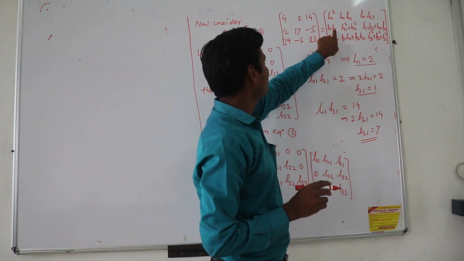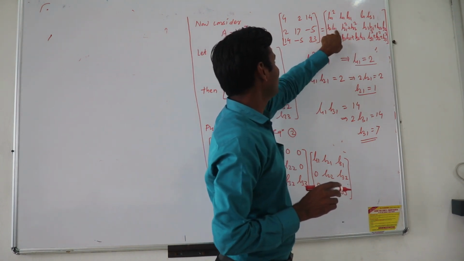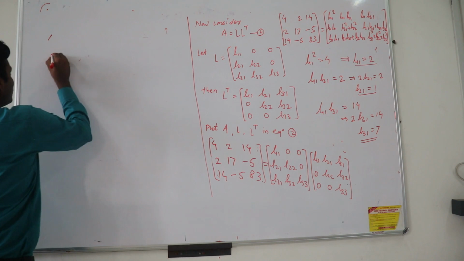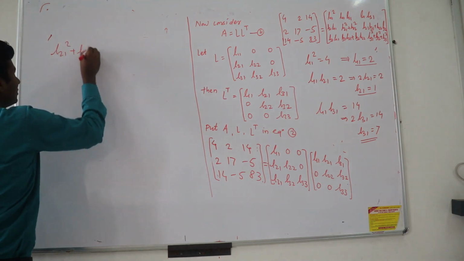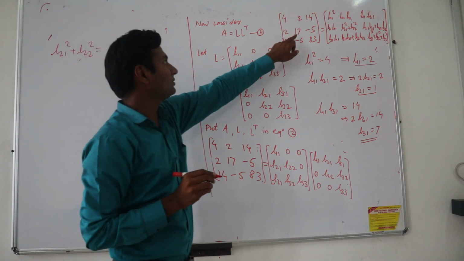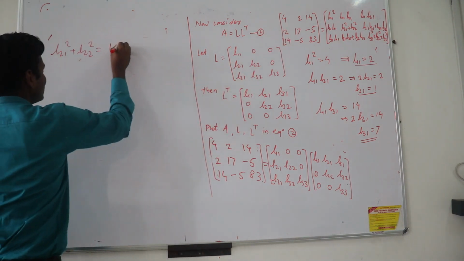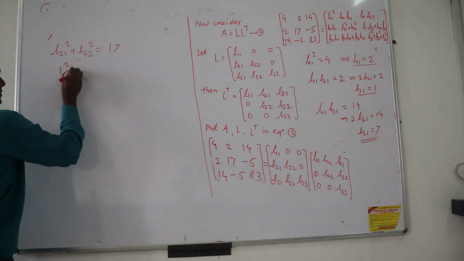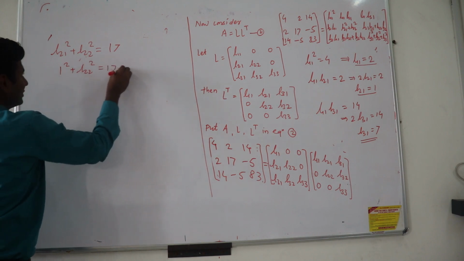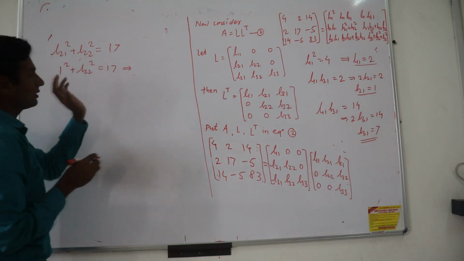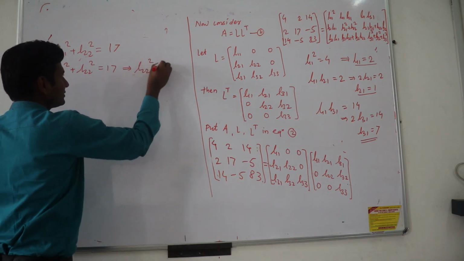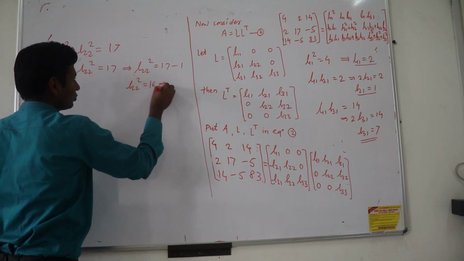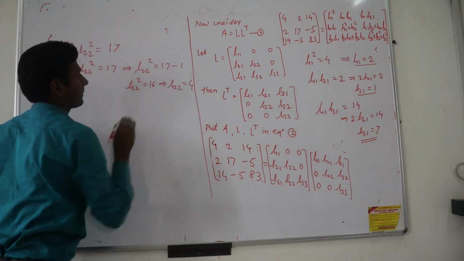We cannot take this element because this and this become the same. L21, L11 is again 2, we get the same equation. So we take the next one. L21 square plus L22 square is equal to the middle element, which is 17. So I take 17 here. You know the value of L21, which is 1. So 1 square plus L22 square is equal to 17, but 1 square is 1, so take it to the right hand side. So L22 square is 17 minus 1, that is L22 square is 16. By taking the square root, L22 is equal to 4.